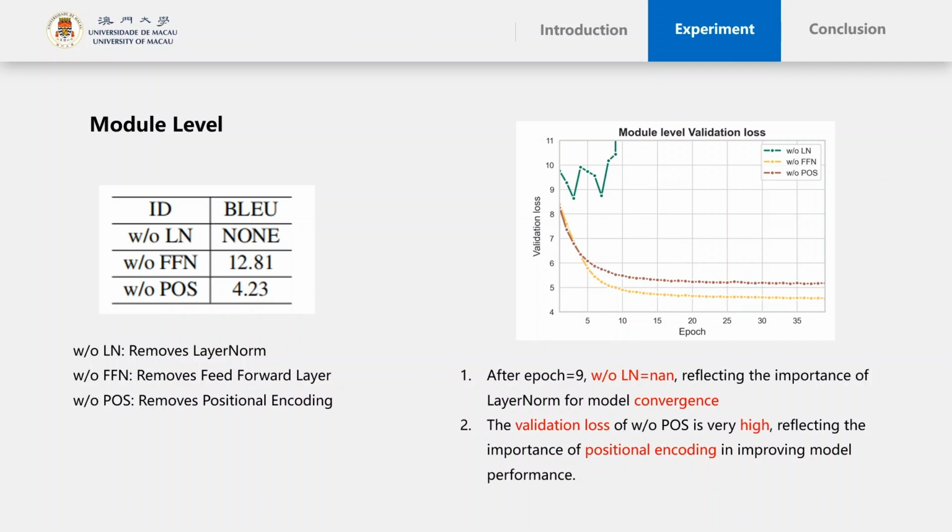The right figure reveals the validation loss during the training process. Without layer norm, the loss becomes not a number after the 10th epoch. The reason may be that without layer norm, the dimension values become too large to converge, resulting in the phenomenon of gradient explosion. The validation loss without the feed-forward layer is lower than that without positional encoding. This is consistent with the result of the left table, which reflects the importance of positional encoding.